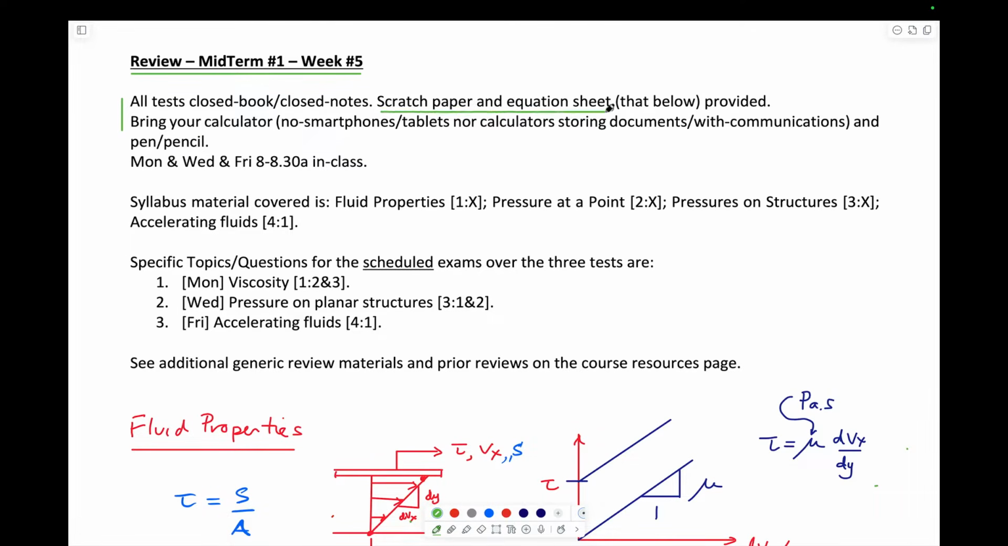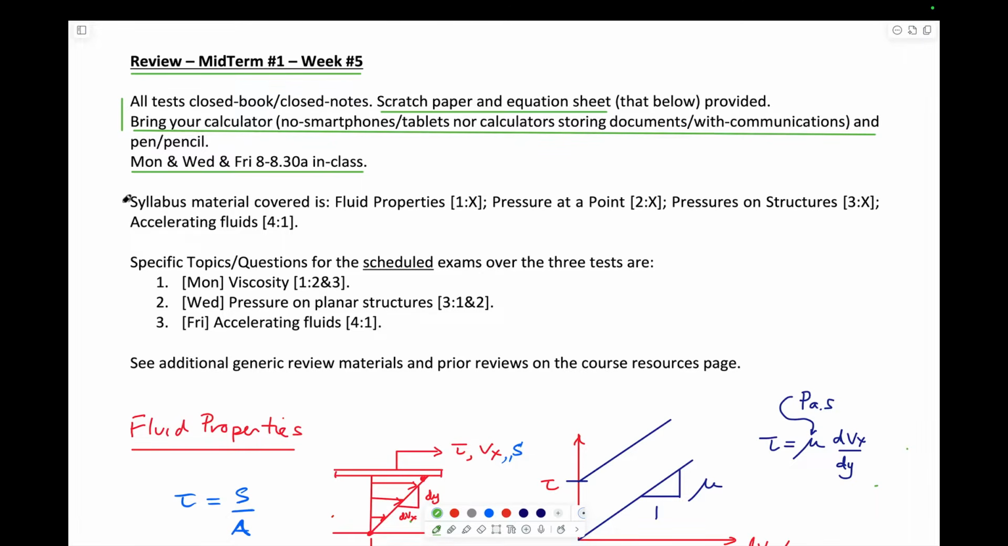I'll also include an equation sheet, which will actually be the equations that we talk about here, that are provided, that you'll have seen if you looked at previous tests. Bring a calculator, no super smart calculators with documents on them, just so we have a fair playing field. Each of the tests are on Monday and Wednesday and Friday of the 5th week, 8 till 8:30 nominally. Probably it will start 5 minutes earlier, and you'll have perhaps a minute to clear up if you need it as we close the test.